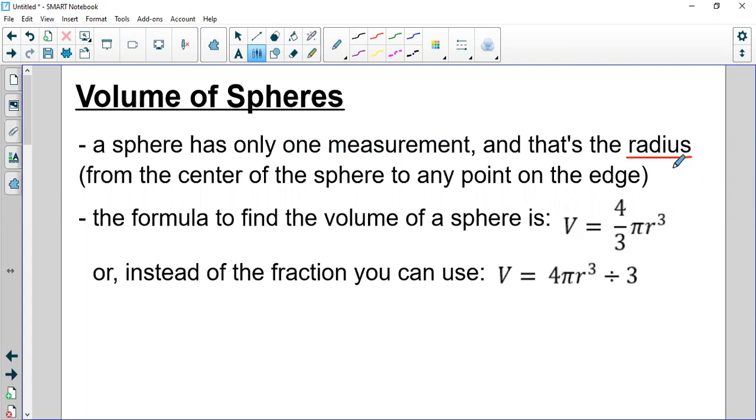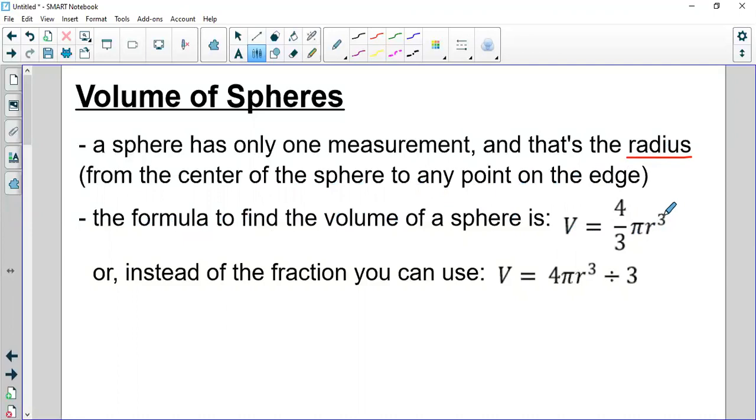So the radius is the distance from the center point of the sphere, inside the middle, to any point on the edge. Because of that, there's no height in our formula. But we still need a third dimension, a third power. So we're not going to use a square in our formula this time. We're going to use a cube. So the official formula to find the volume of a sphere is 4/3 times pi times radius cubed.